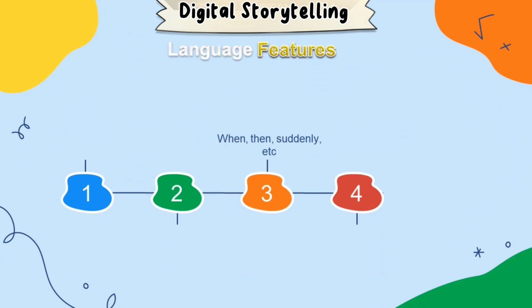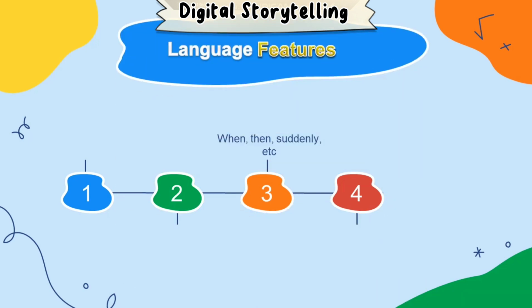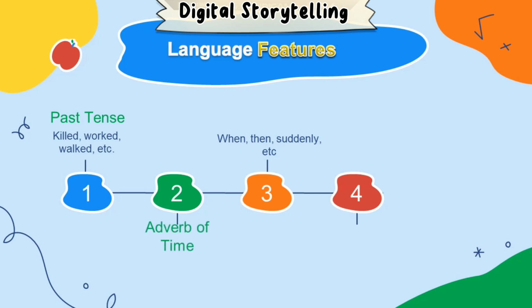And then language features. First is past tense. The examples are killed, worked, walked, and etc. Second is adverb of time. Examples are once upon a time, one day, and etc.